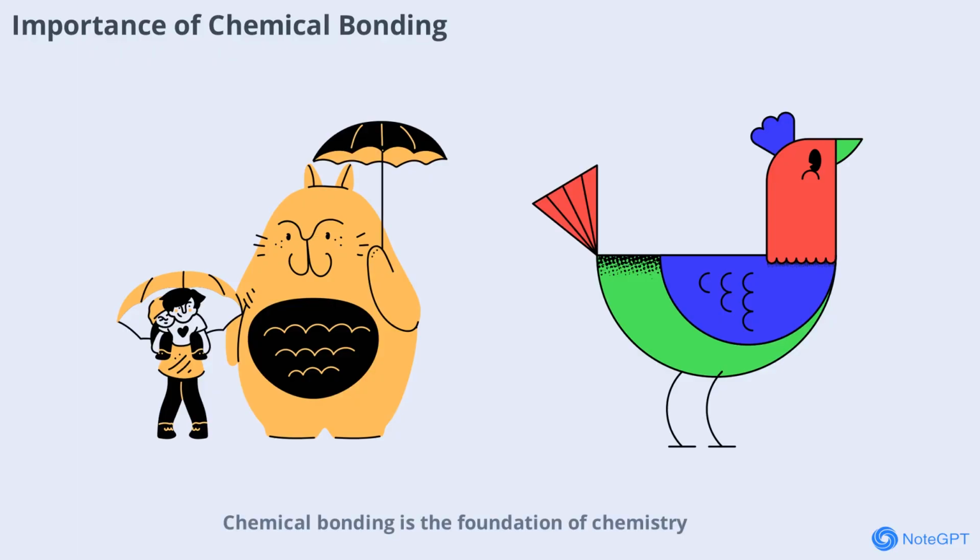Chemical bonding is the foundation of chemistry. It explains how atoms combine to form the substances that make up our world. From the water we drink to the metals in our devices, chemical bonds are everywhere. A solid understanding of bonding helps us appreciate the diversity and complexity of matter.